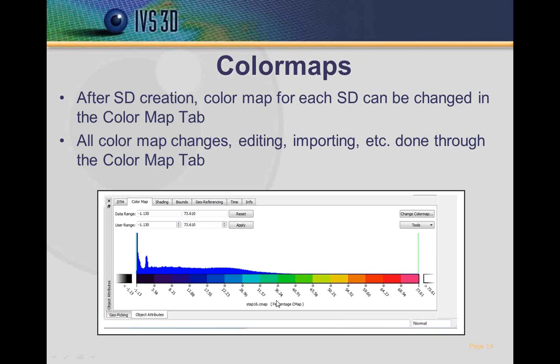So in the color map tab, I can see the name of the color map. I can see that it's a step 16, that it's a percentage type of CMAP. I can see the range of my data. This data goes from -1 to about 73. I can see the spread of the data, and that's this histogram here. It shows me where I have more data points. I can see there's a Tools button, which will let me edit my color map and also import color maps. And I can see a Change Color Map button.